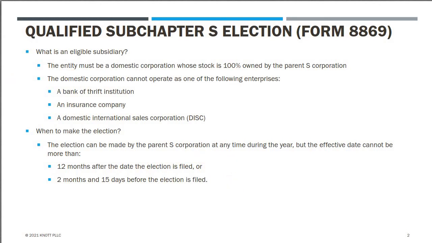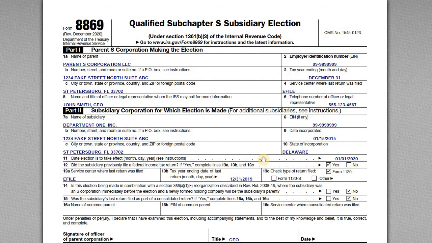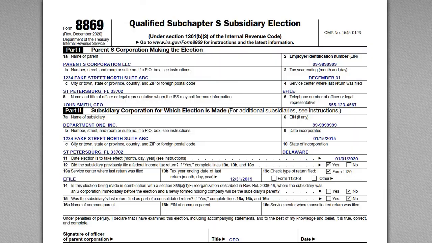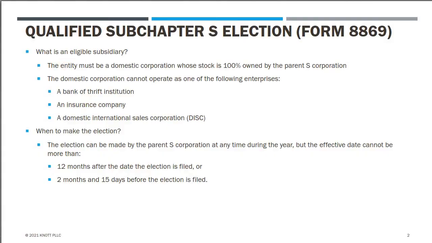So in this example here, I'm just going to highlight the date really quick so we can see it. In this example here on line 11, we want to make the election effective January 1, 2020. So we would have to file this form within 2 months and 15 days of Jan 1, 2020. So if we're doing this in February 2020, we're good to go. Okay, so those are the dates and the timelines.